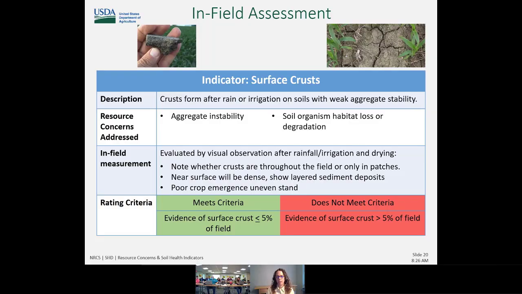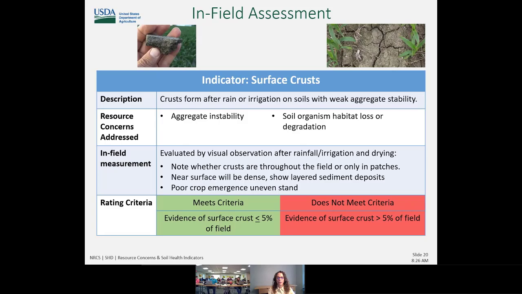You might also, if the timing isn't right for that visual observation, or you're not seeing crusting in the field, you might also note if there's poor crop emergence or an uneven stand. That might be another reflection of an issue with surface crusting.